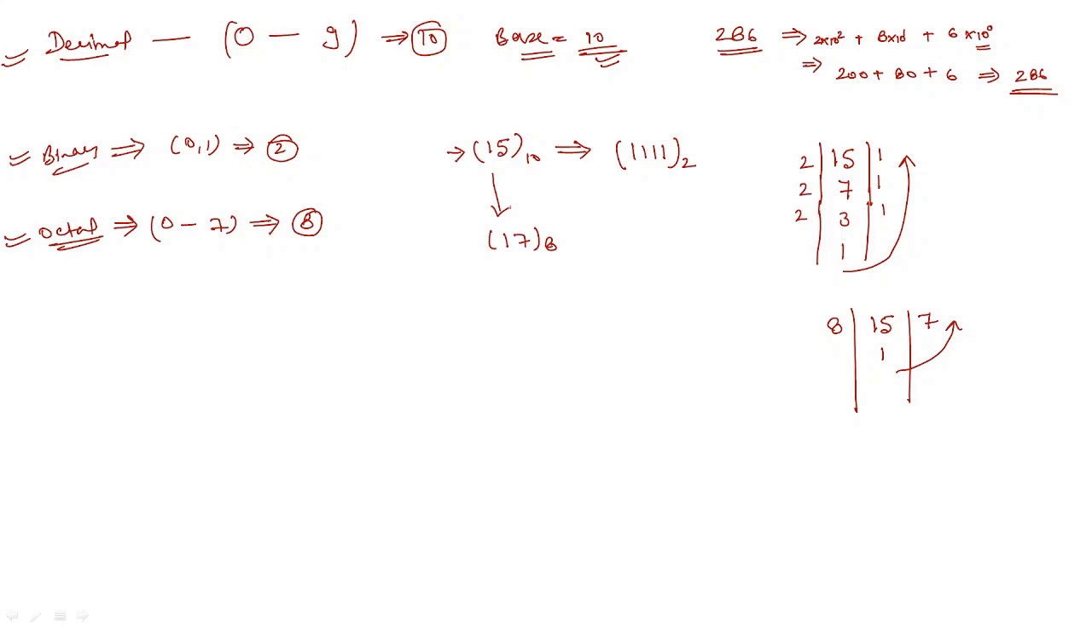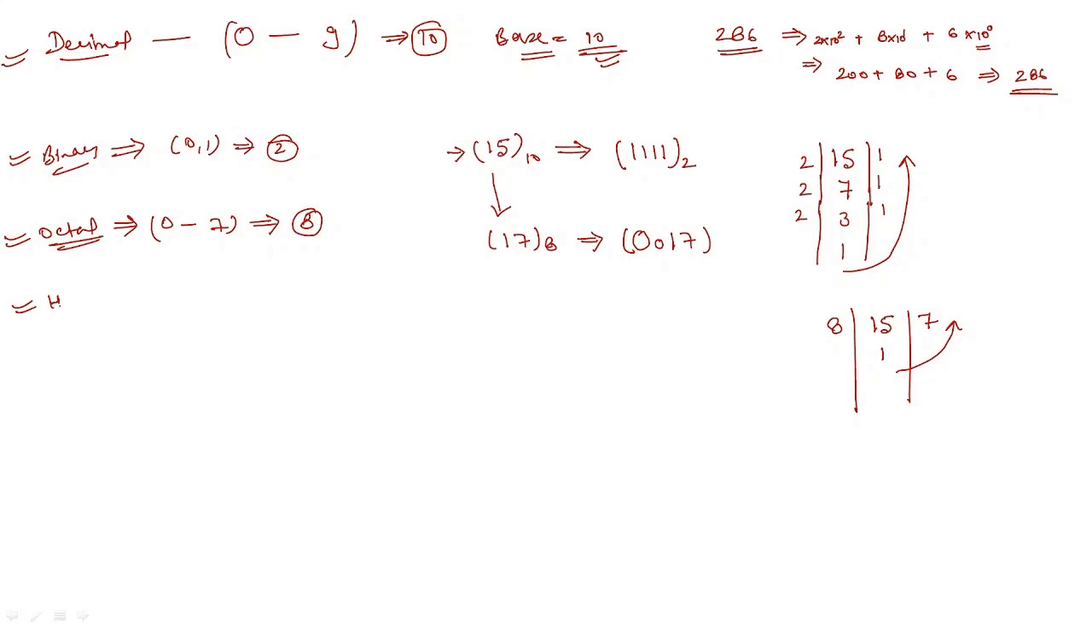But in Python, how are we going to represent this octal equivalent of 15? It will be written as 0, then O, followed by the result, that is 17. This is the representation of an octal number in Python.